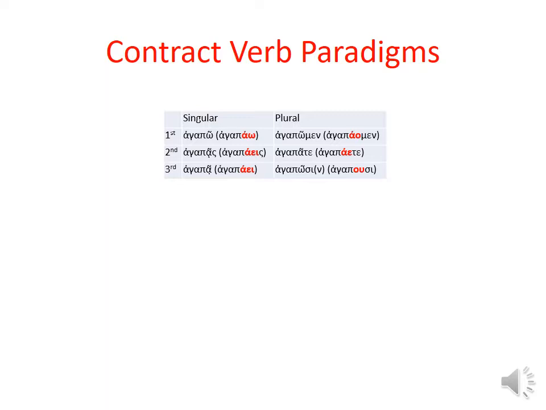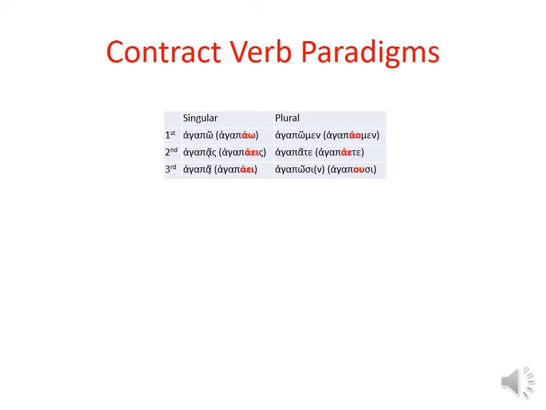So in reality, when you see this in any Greek text, it will look as such, agapō. The circumflex is there because contraction has occurred. So that's going to be your key in many cases that you've got a contract verb, is that omega on the vowel of the personal ending.